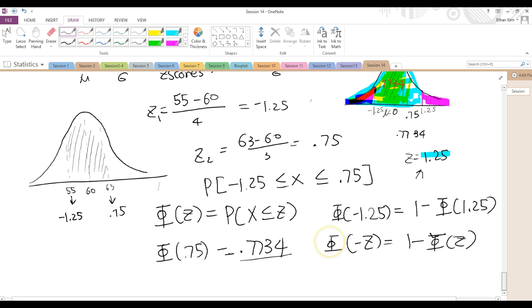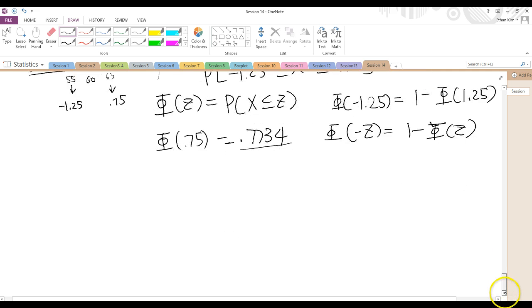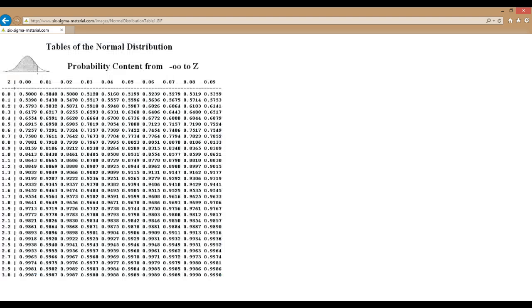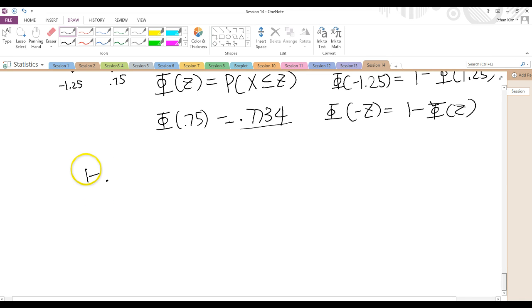So looking at this variable, this area, we're going to do this as follows. Since we have 0.7735, you just have to find 1.25. So let's go back to the table. So 1.25 is 0.8944, right? So we have to do 1 minus 0.8944, okay, which is 0.1056.